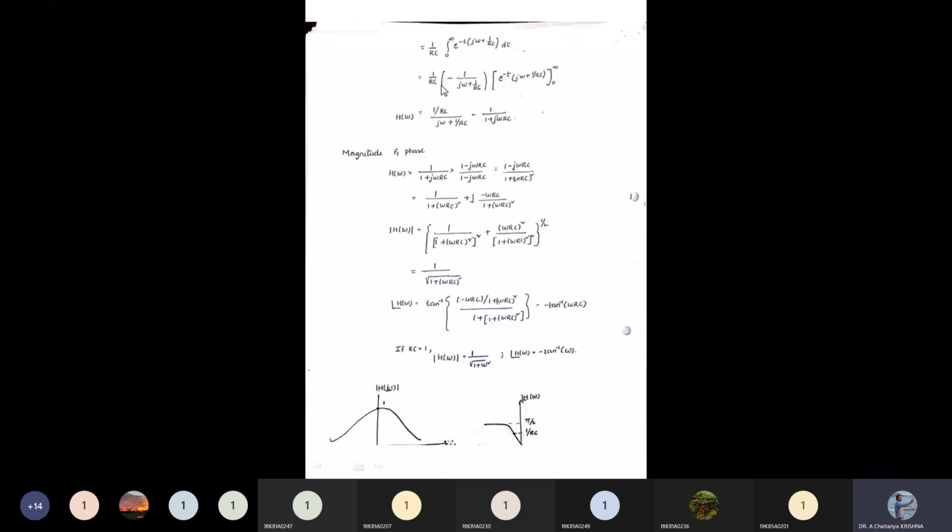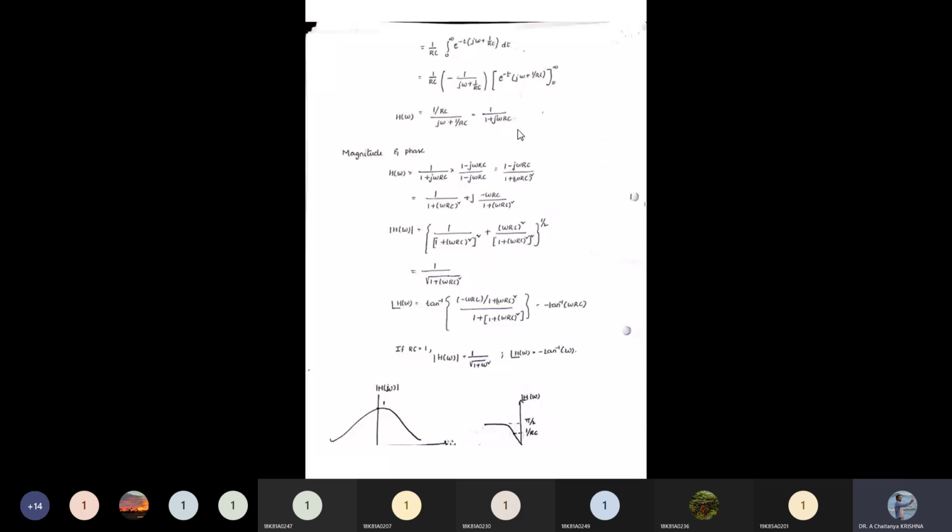Means 1 by rc minus 1 by j omega plus 1 by rc, infinity, first infinity and minus into minus 1 minus into minus plus 1 by rc by j omega plus 1 by rc. You multiply by rc, the denominator rc will be cancelled: 1 by 1 plus j omega rc.